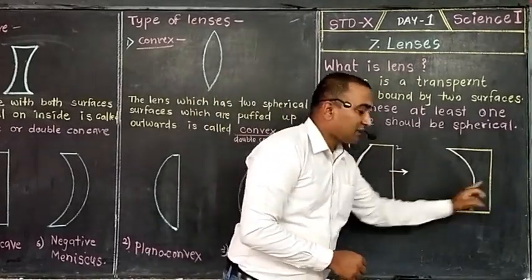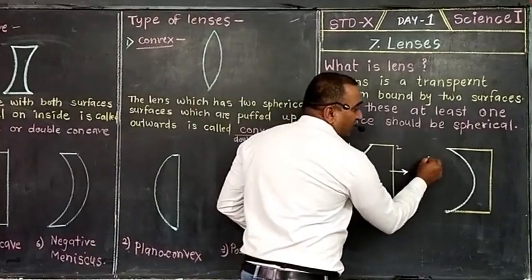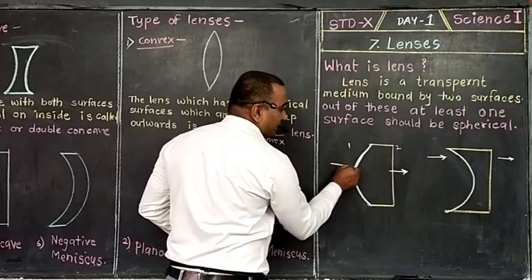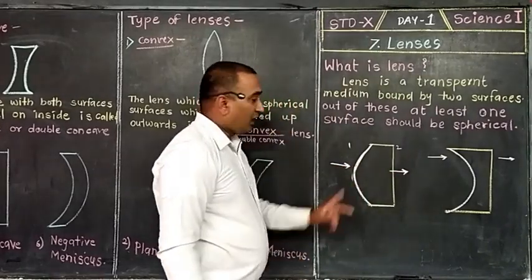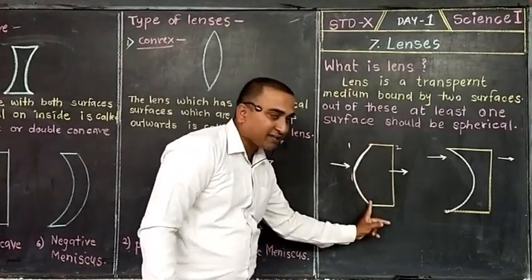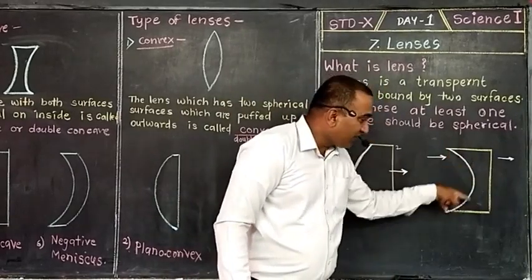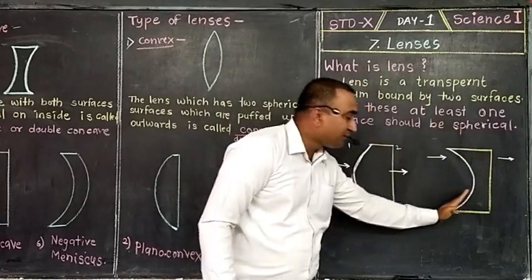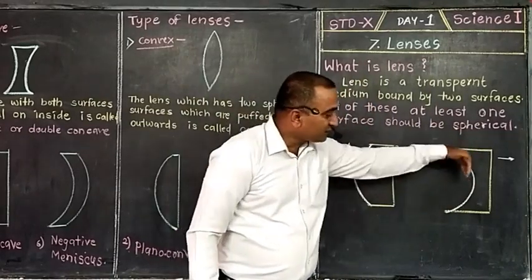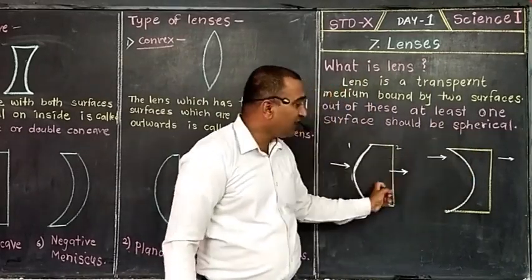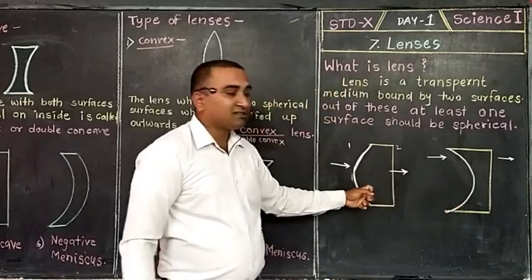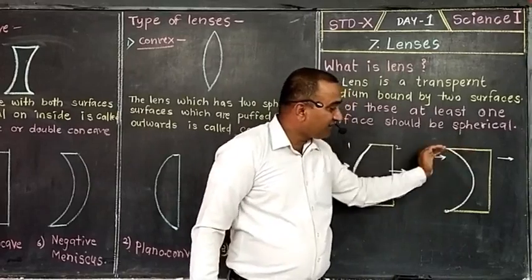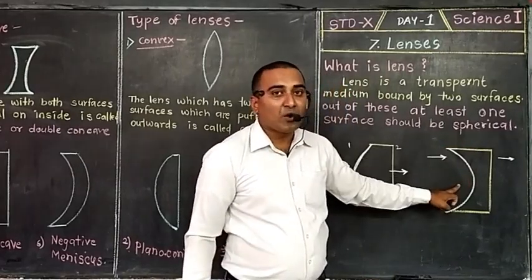Now, out of the two surfaces by which rays are entering in and emerging out, here also rays enter and emerge. Out of these two surfaces, one is spherical. This one is outwardly bulged, and this one is inwardly curved, having the sphere inwardly. So there are two types of lenses. One is the convex lens, outwardly bulged, and the other is curved inward, so it is called a concave lens.